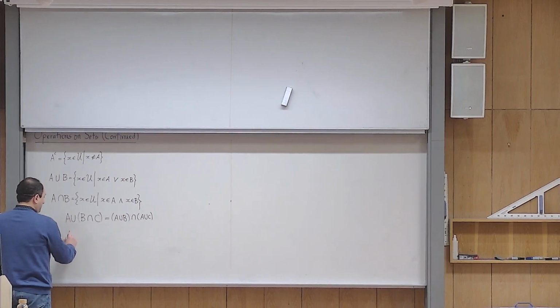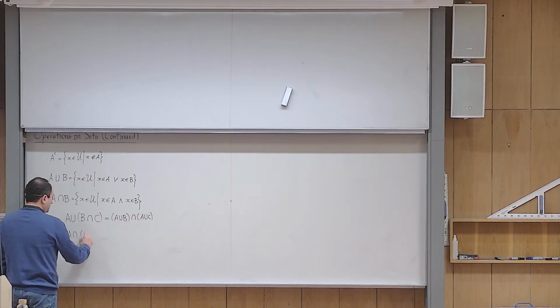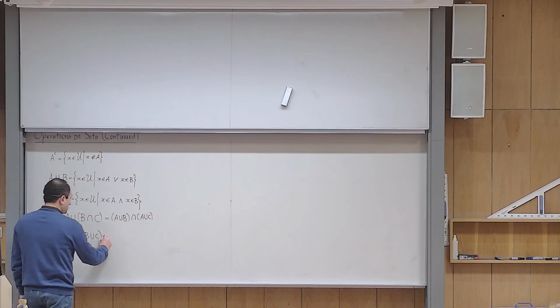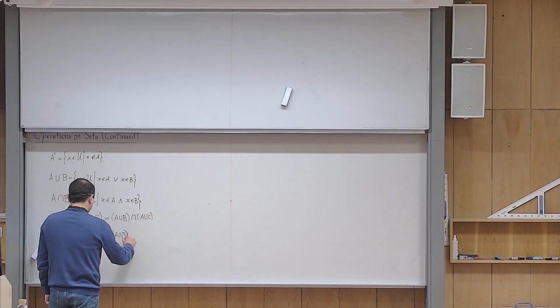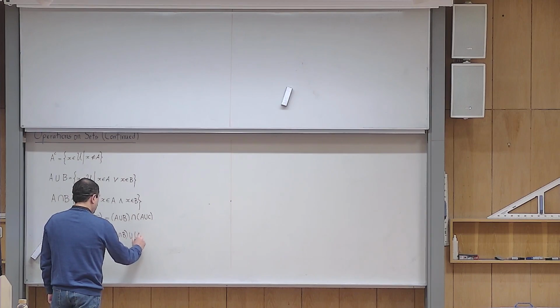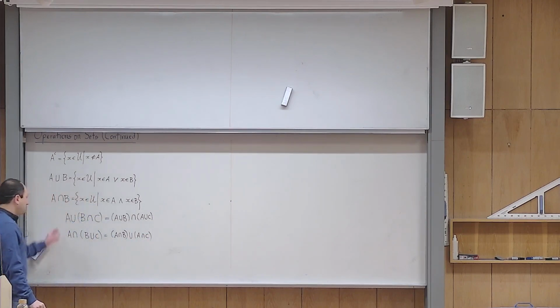And similarly, you should be able to convince yourself that this is also the case: A intersection B union C is A intersection B, and then I have union A intersection C. So this is the last thing we discussed. I don't remember which one, but we convinced ourselves with one of them using the Venn diagram, and the other one is also similar. At this level, probably that is enough, but that is not a rigorous mathematical proof of it.